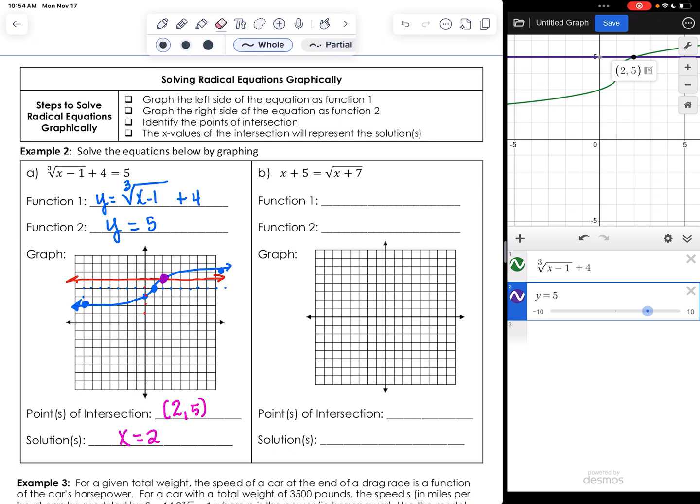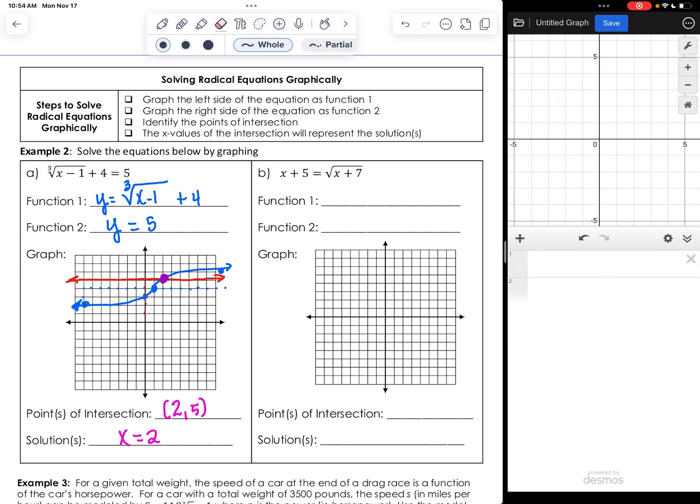All right, problem B. Again, I'm going to graph this two ways. I'll graph it by hand, and then I'll show you how to do it on the calculator. So our first function would be y is equal to x plus 5. And I'll graph that. So I have a y-intercept at 5. 1, 2, 3, 4, 5.